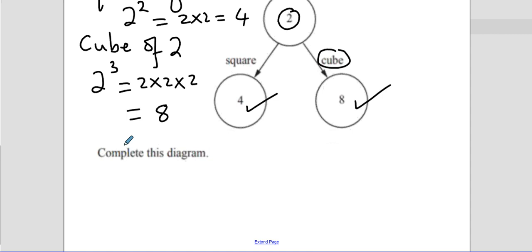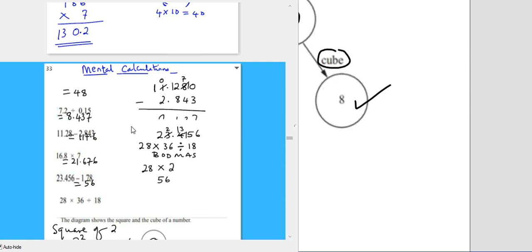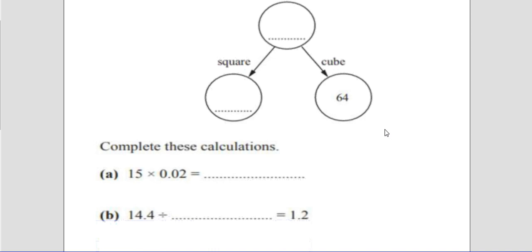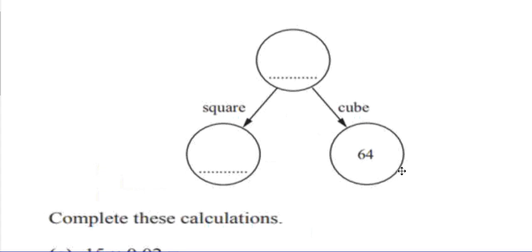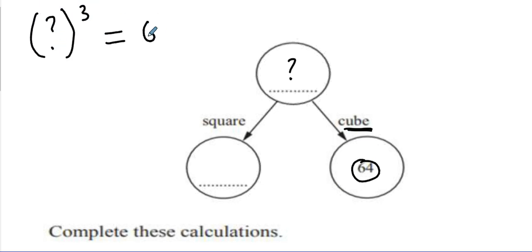Now the question is, complete this diagram. Let me check the diagram they're talking about. Oh, here we go. This is the diagram they're talking about. Let me zoom in. Yes. Complete this diagram. Okay. Here it says which number cube will be equal to 64. Which number to the power of 3 will give you 64.